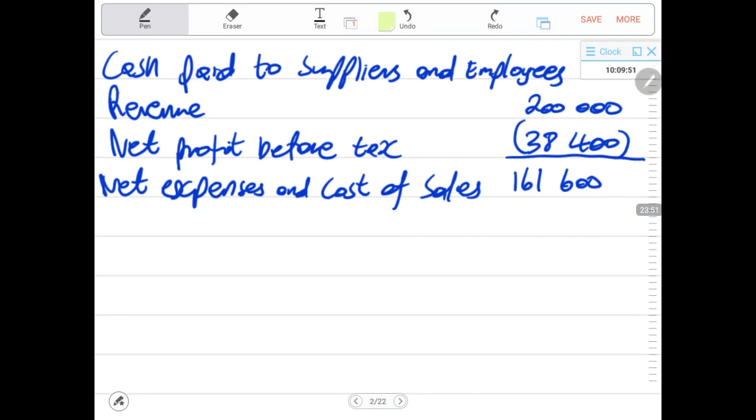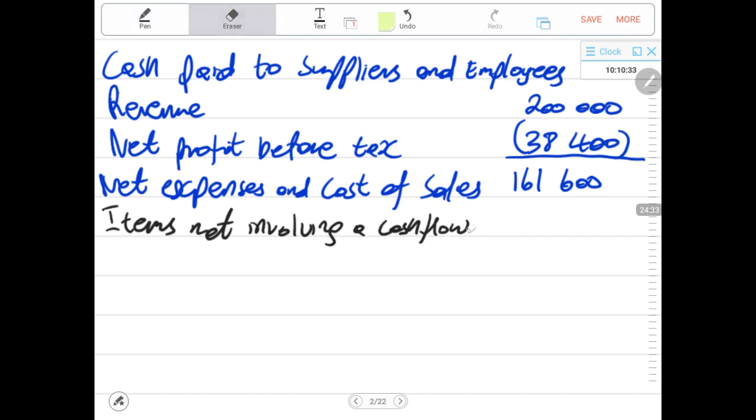Now, the next item will say items not involved in cash flow. So we start with the items that are not involved in the cash flow. That means we are focusing now on items that do not involve cash flow, where there's no flow of cash.